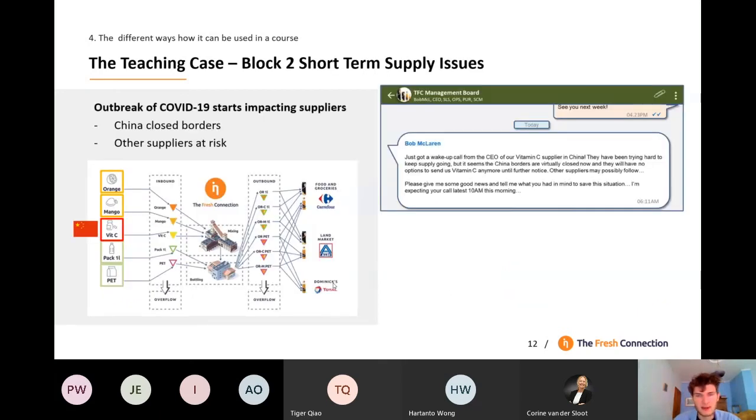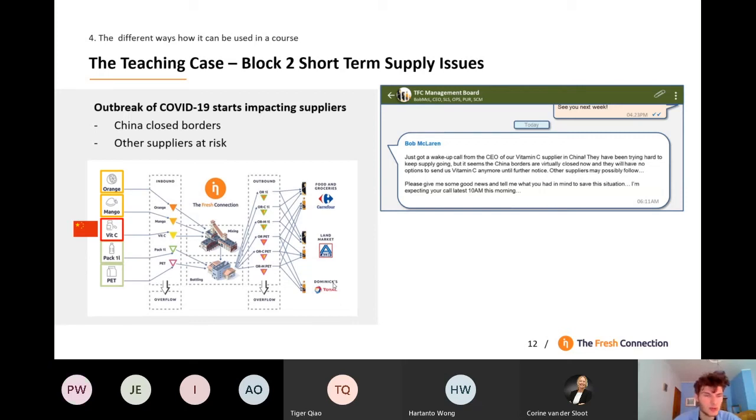The second block is then really the first scenario. So that's the CEO of the company writing to you as a student. The student is in this case the supply chain manager, and the supply chain manager gets a WhatsApp message from the CEO saying, look, COVID-19 broke out, and now it's actually impacting suppliers and our suppliers.